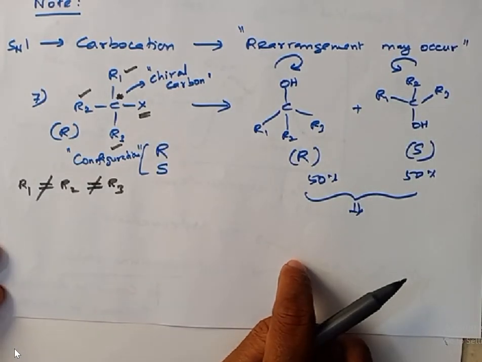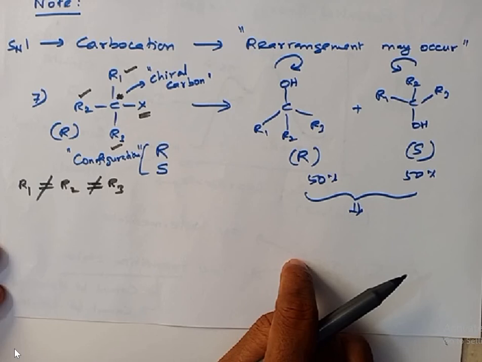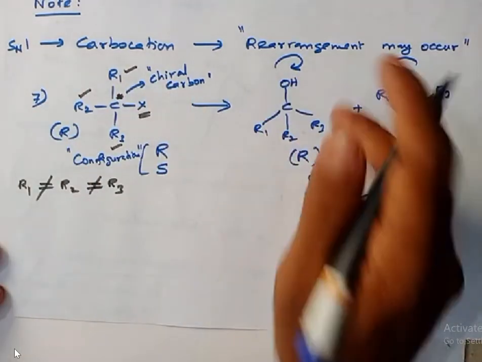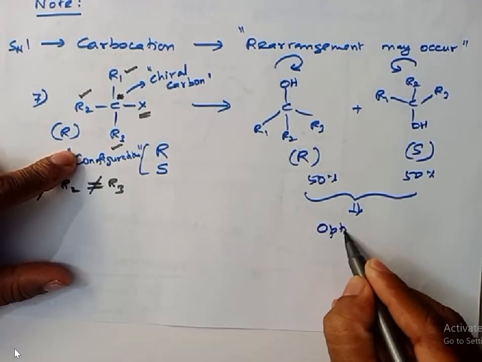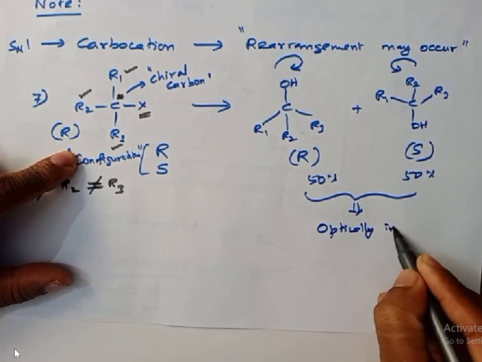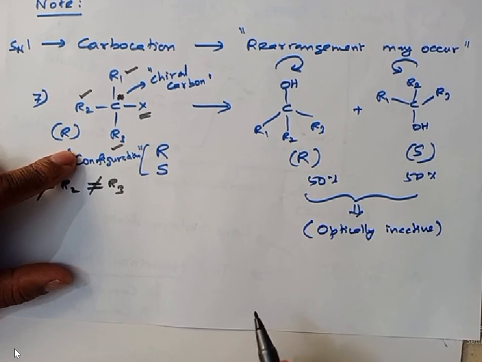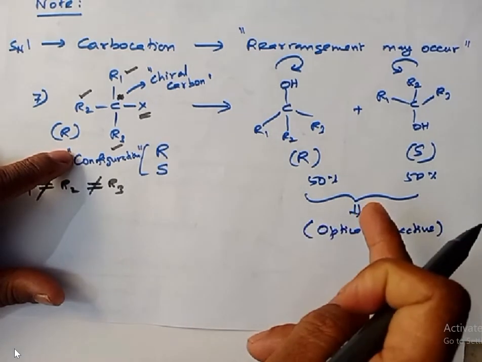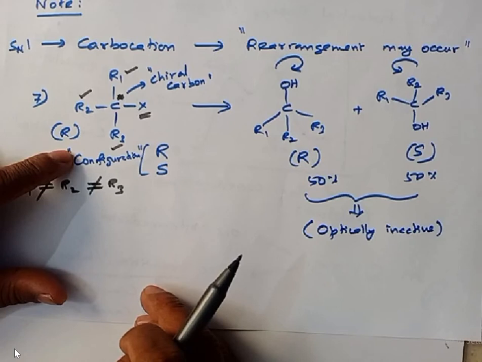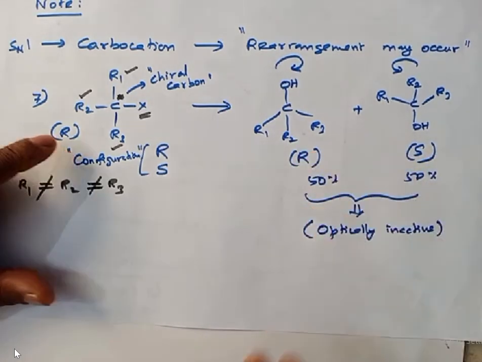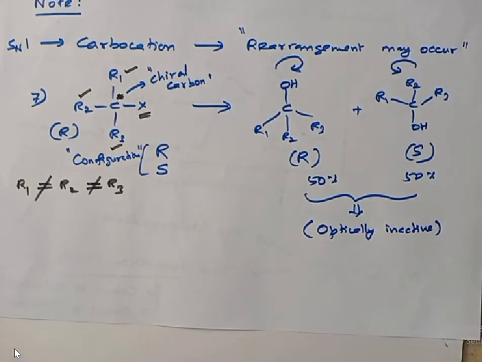So what about the net rotation? And I have 50-50. Zero, sir. Yes, net rotation is 0. So this mixture is optically inactive. Listen, what is the name of this mixture? If it has 50% of one isomer and 50% of the other isomer, which rotate light to an equal extent in the opposite direction, what is the name of that mixture?